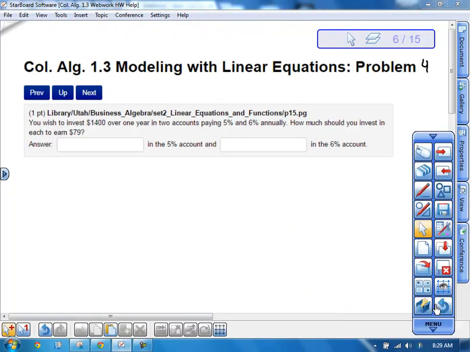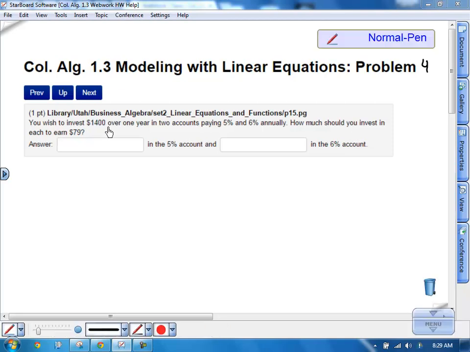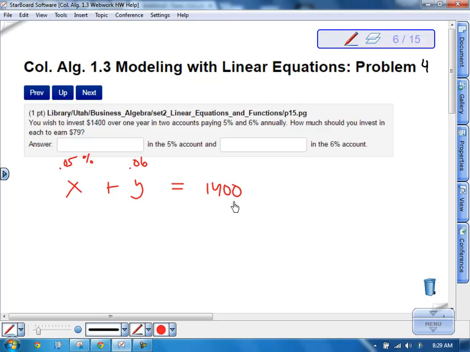Okay, this is the next problem, problem 4. It says you wish to invest $1,400 over 1 year in 2 accounts paying 5% and 6% per year. How much did you invest in each to earn $79? You're going to set up a system of equations for this. I'll call X how much you're going to put in the 5% account, and I'll call Y how much you're going to put in the 6% account. And that's got a total of $1,400 because that's how much you're investing total. So that's just the total equation.